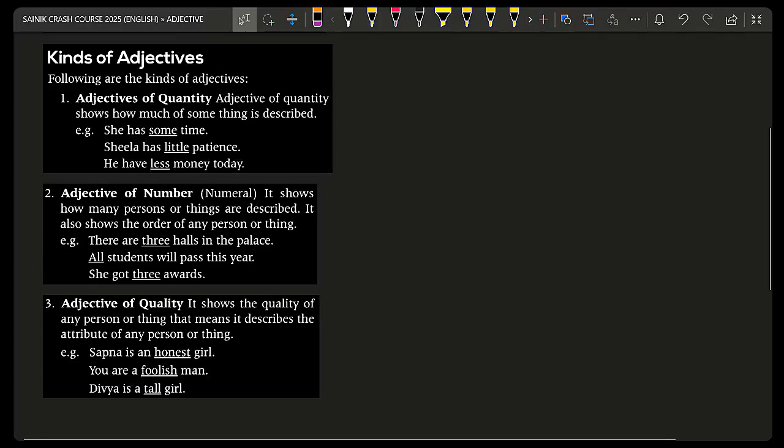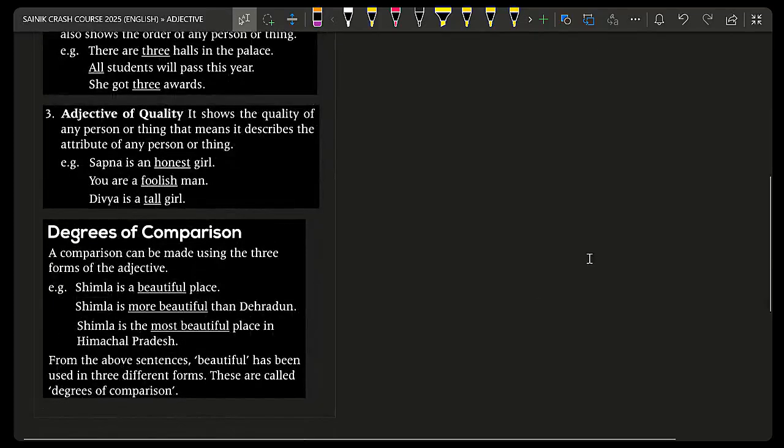And next we have an important topic called degrees of comparison in adjectives. You must remember the degrees for all adjectives. Degrees of comparison. A comparison can be made using the 3 forms of an adjective. They are positive degree, comparative degree, and superlative degree.